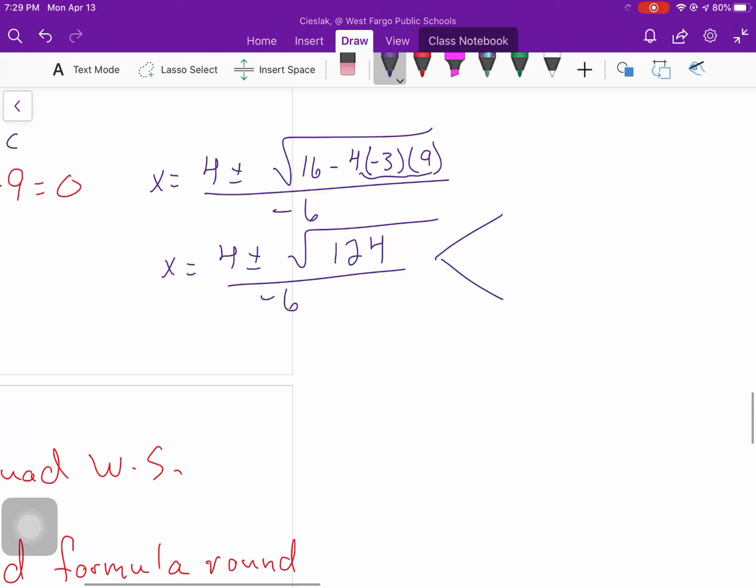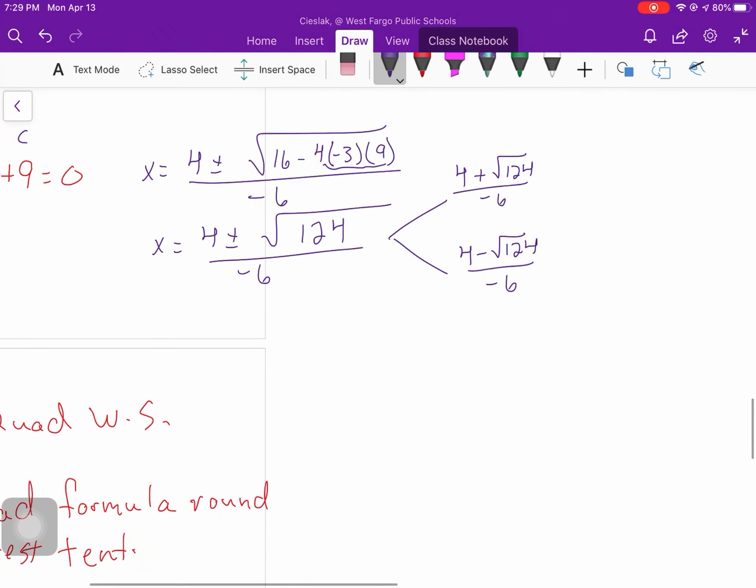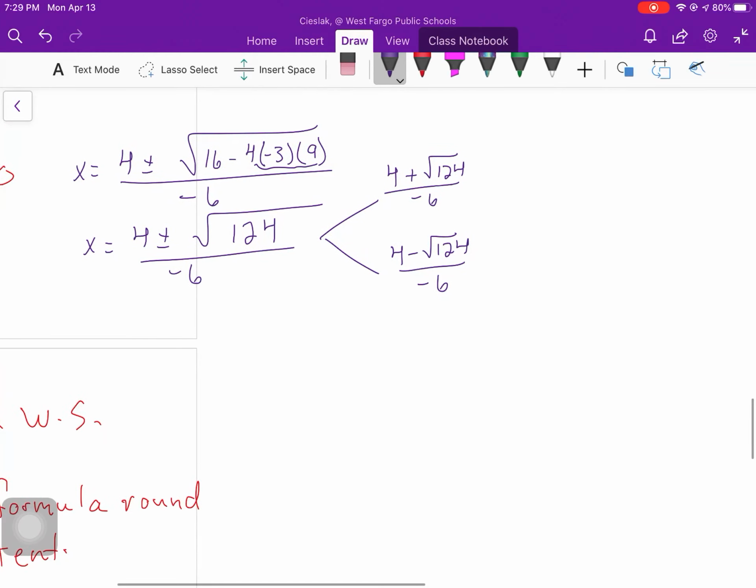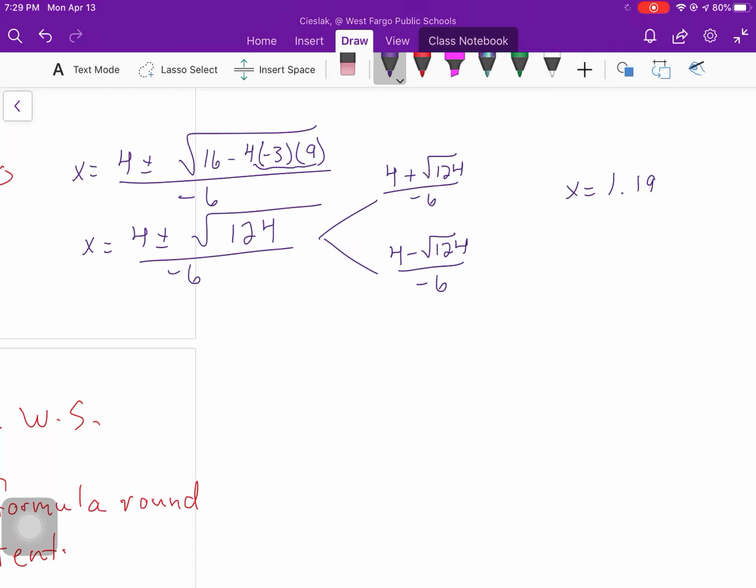Okay, so again, my two exact answers would be 4 plus the square root of 124 over negative 6, and 4 minus the square root of 124 over negative 6. Okay, from here, typing them into a calculator, if I ask you to round, we should get that x is equal to, again, 1.19 when we round to the nearest hundredth, and x is equal to, the other one is negative 2.52 when we round.